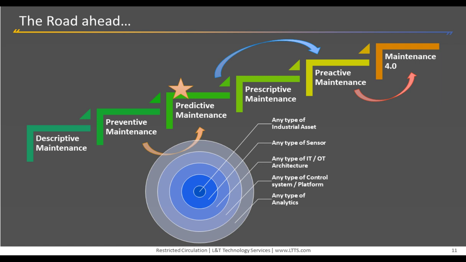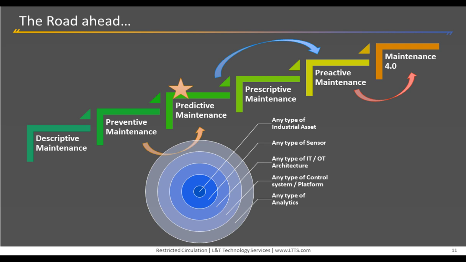of an asset. However, again, we see that from preactive maintenance to maintenance 4.0, maintenance 4.0 is something where you are looking at a self-repairing asset. We believe it is still going to take a long time to go from preactive to maintenance 4.0. That's the road ahead as we see it, in terms of the current ecosystem of industrial assets.